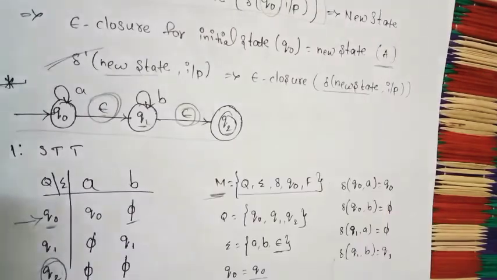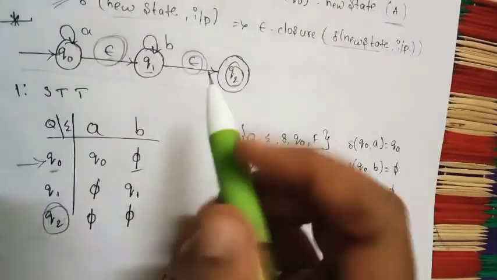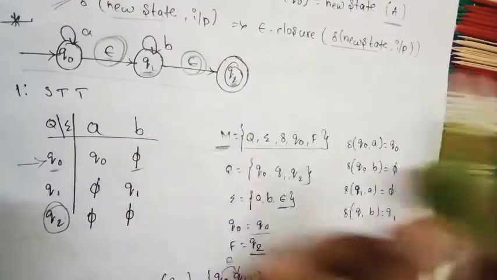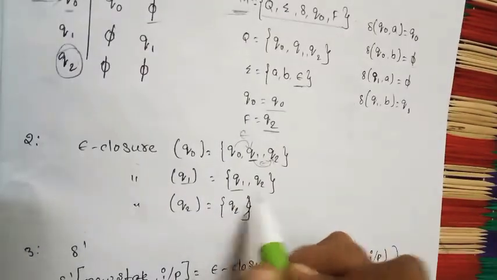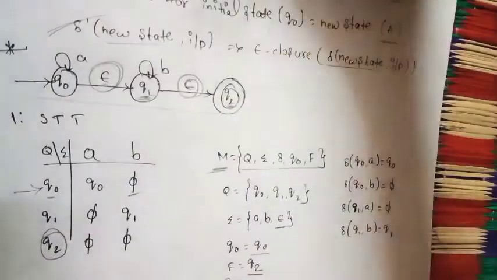It is moving to path q2. So represent this, it also contains epsilon. Then next check for q1. Here q1 has epsilon edges to q2. So I wrote q1 also, and then q2 also. For q2, there are no epsilon edges, but we need to represent q2 itself.